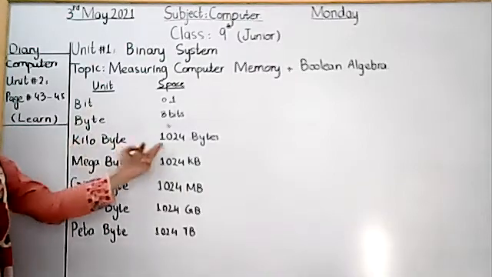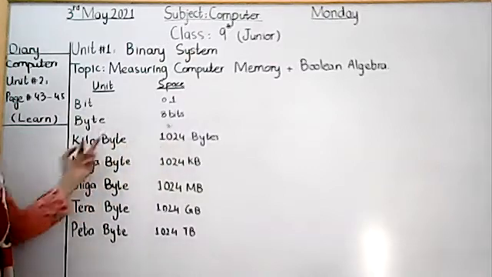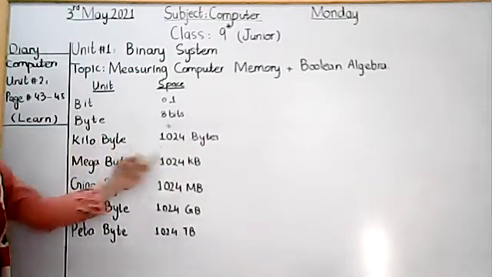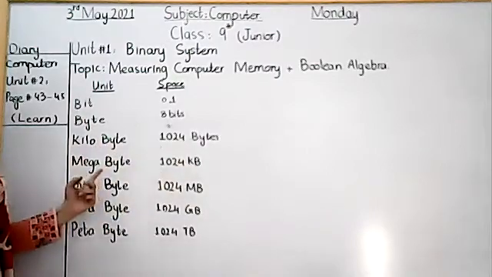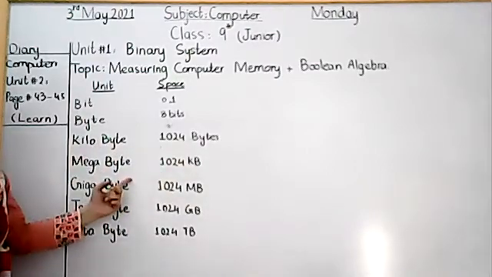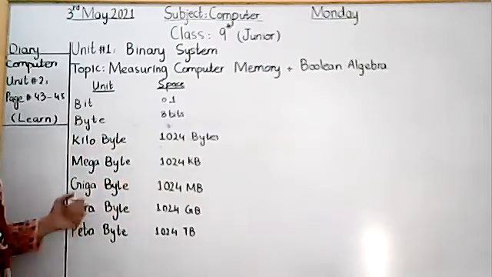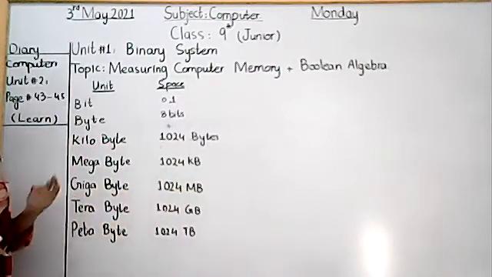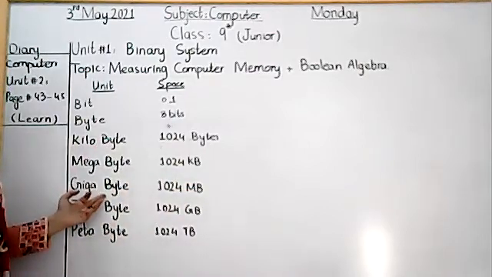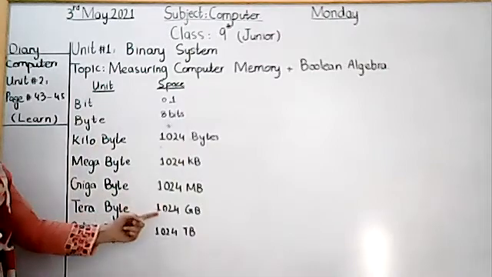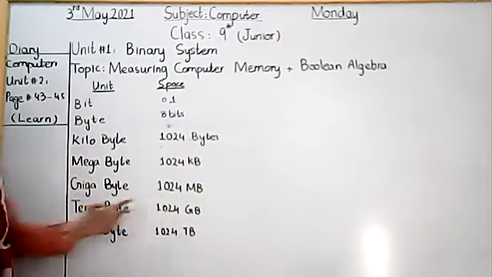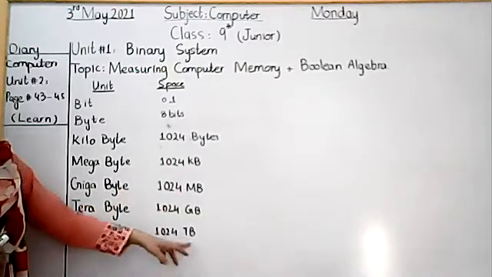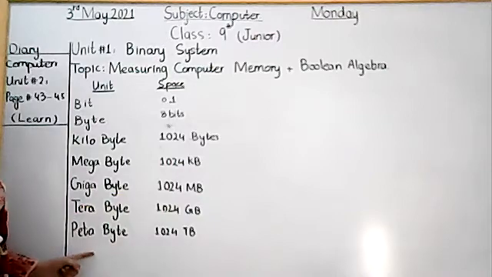And when 1024 bytes are together, they make a kilobyte, means KB. And when 1024 kilobytes are together, they make a megabyte, means MB. And when 1024 megabytes are together, they make a gigabyte. And 1024 gigabytes make a terabyte. And 1024 terabytes are going to make a petabyte.